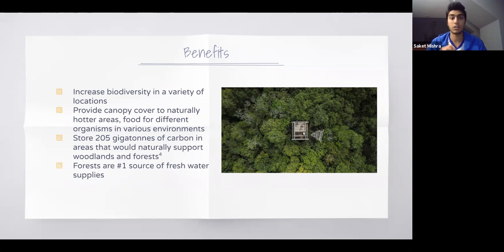And forests are actually the number one source of fresh water supplies. The way that works is the trees have a complex root system which will naturally filter a lot of the underground and runoff water that comes, and it'll lead to natural water sources that are freshwater and viable for humans and other species, which is how the biodiversity increases.